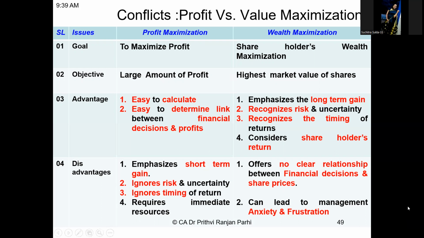So there is no clear relationship between your financial decision and the share price. That is the problem. These are the disadvantages of the wealth maximization objective. Since there is no clear link, it may lead to management's anxiety and frustration. Managers may be frustrated because they are taking decisions, but those decisions are not getting reflected or the impact is not seen in the share price.